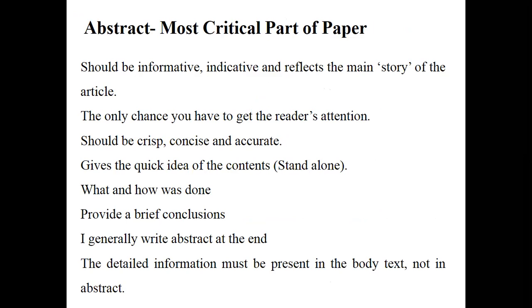Then you have the abstract. The abstract is the information, the story, or the complete summary of the article. The only chance you have to get the reader's attention is this: usually researchers first read the abstract, and when they find it interesting, they read the other parts of the article. So you have to give a brief conclusion, results, methods and introduction in 200 to 250 words, so a person is drawn to read the whole article.